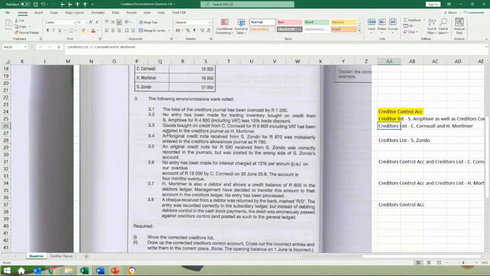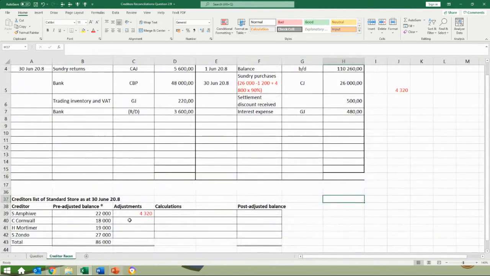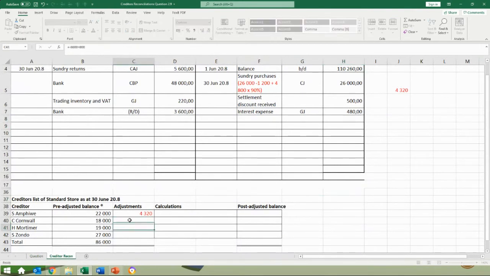Then the third one, we said the goods was accidentally recorded in the incorrect creditors account. So now what we have to do is it was bought on credit from C Cornwall, but we accidentally put it into H Mortimer's account. So that means when we look at C Cornwall, we have to add 6,600 to his account. And when we look at H Mortimer, we need to reduce his account. I'm sorry, I've got 16 too many there. 6,600. We have to reduce his account by.